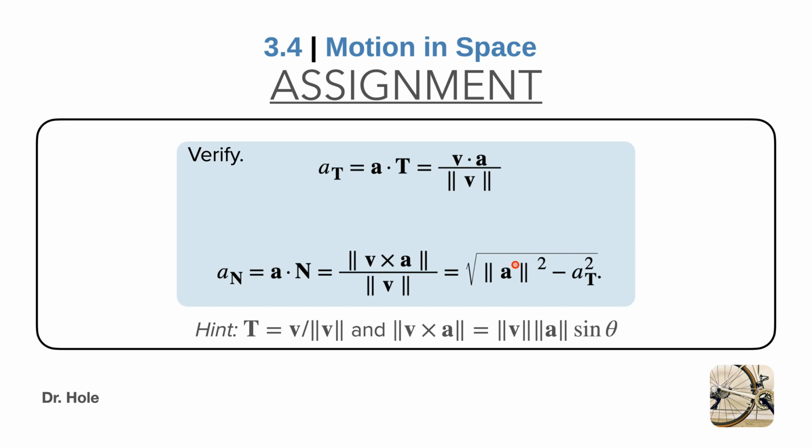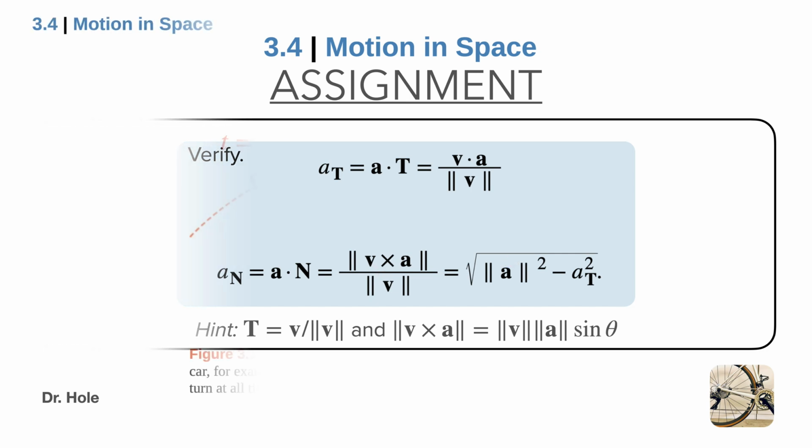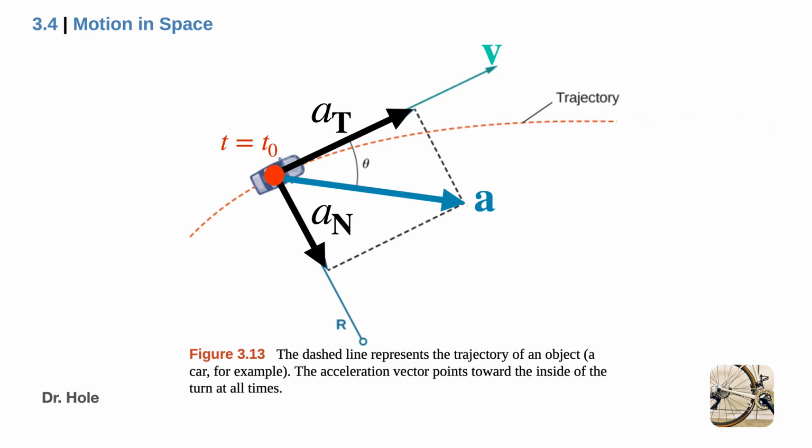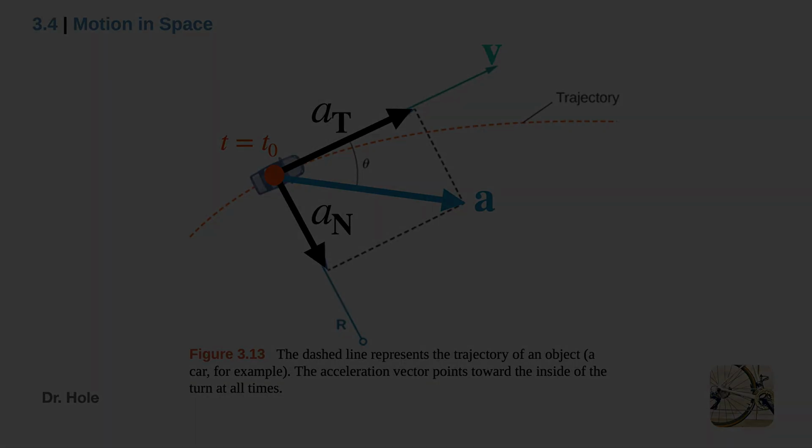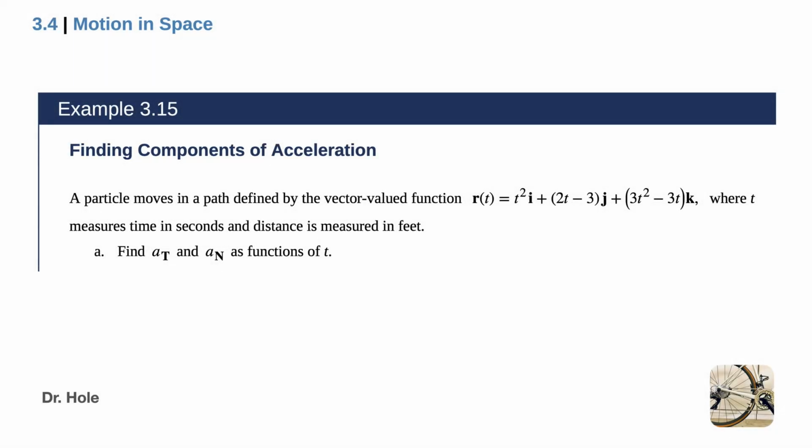And this piece over here, well, you might go back and reference this picture that we had earlier and try and spend some time in this picture. Notice that there's a theta present. Theta is between velocity vector and acceleration vector. Nice. So that assignment is a good assignment.